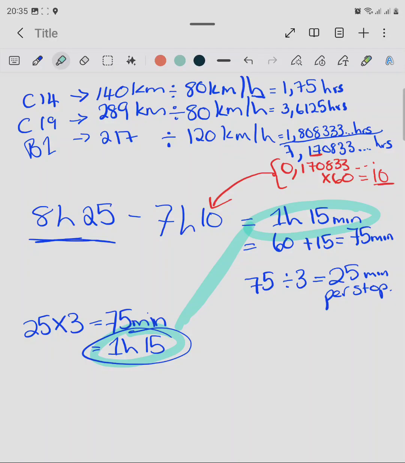Then our final part of the question, because they did tell us to verify, is was she right in saying it would have been 25 minutes per stop? And we can say yes, it actually works out quite nicely. She would be correct, so therefore we just say she was correct as our final mark.